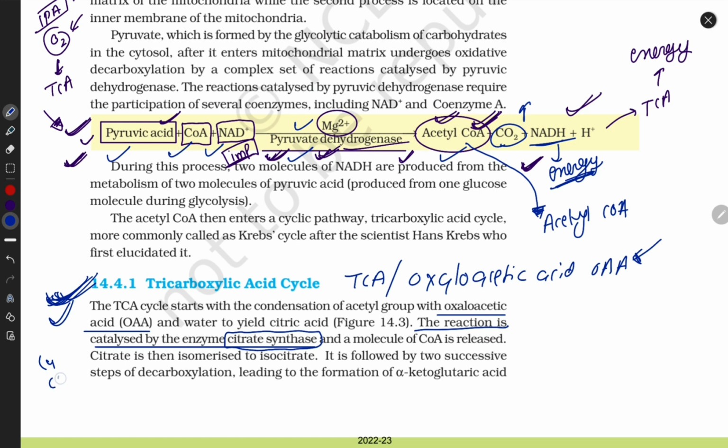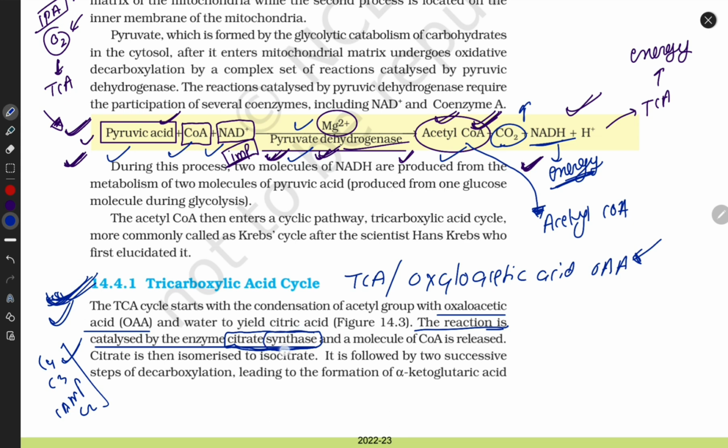Other than the C4 cycle, C3 cycle, and C2 cycle, you should remember this cycle if you want to perform well. If you do not want to lose any marks from this, you have to remember it. And this is easy, guys. Written practice. Your brain is so smart. So practice. The reaction is catalyzed by the enzyme citrate synthase.